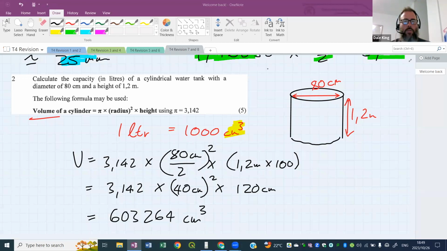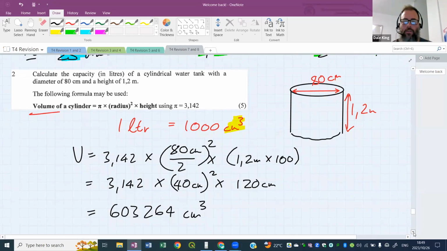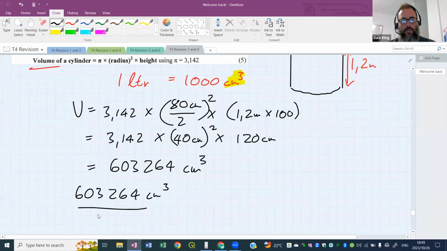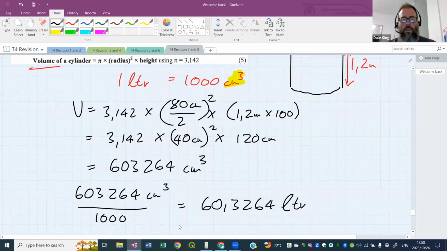All right, we've got volume in centimeters cubed, but they want it in liters. That's fine. We've got a conversion that's easy to use. Every 1,000 centimeters cubed is 1 liter. So how many thousands do I have in here? We're going to divide. Cut this up into thousands. That gives us 603.264 liters. Round it off to 603.3 liters.